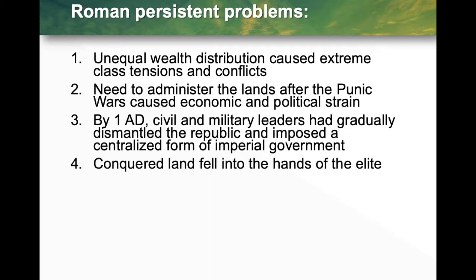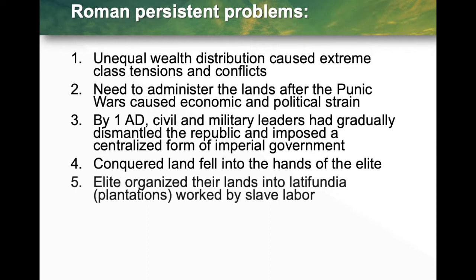More persistent problems. Conquered lands fell into the hands of the elite, and that's kind of a result of the Punic War. Who's going to control these lands? Well, it was going to be the wealthy. It was going to be the elite. And what happened was the elite organized their lands into what's called latifundia. Latifundia, right here on the PowerPoint, you see the arrow there.